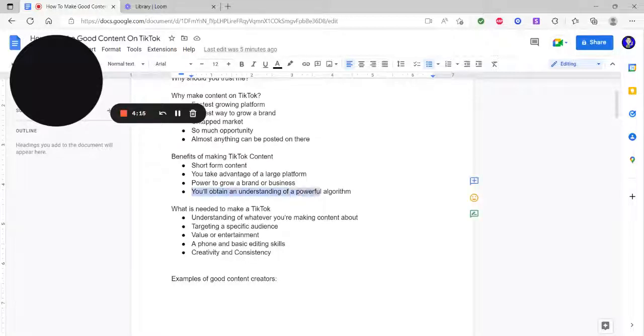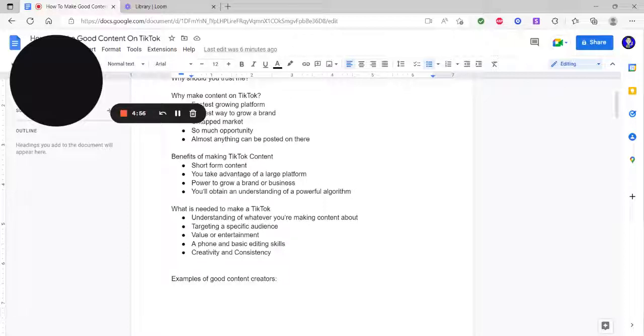And you also gain an understanding of a powerful algorithm. The longer you're on TikTok, the more aware you are of how content can be made and how you can leverage other people's audiences or leverage the algorithm to the point where you can master it and grow a brand or a business. So I think it's such a perfect platform to be in if you want to scale a business, grow a personal brand, or just make a page about whatever, right? I think TikTok is probably the best platform to create content.